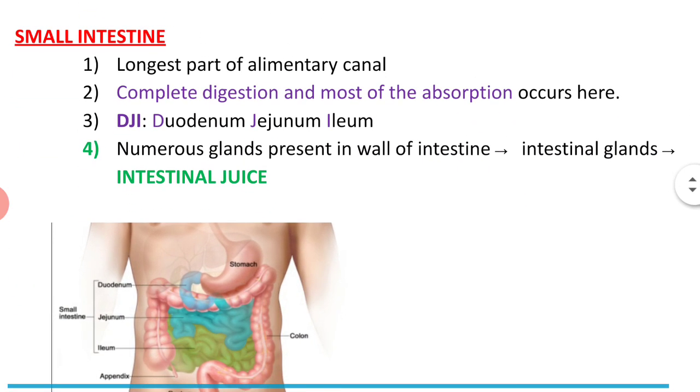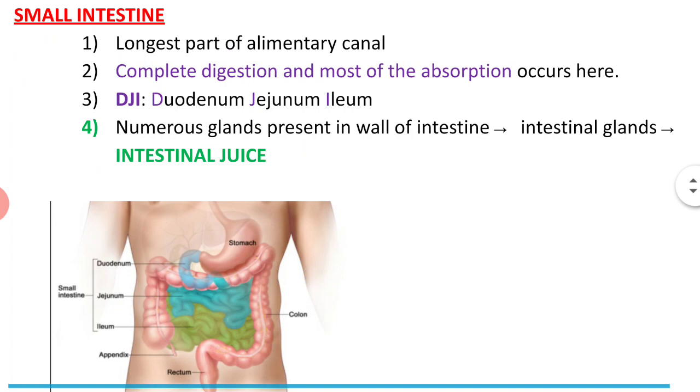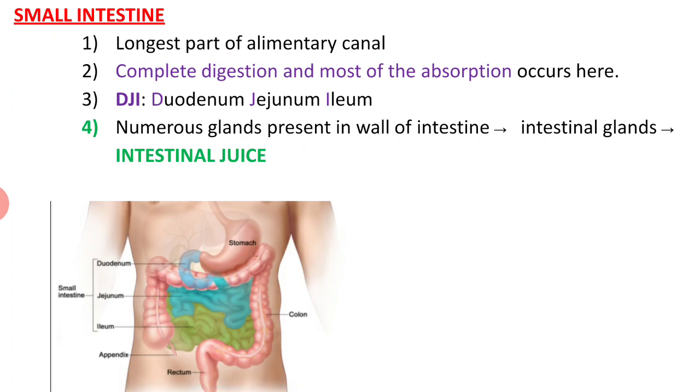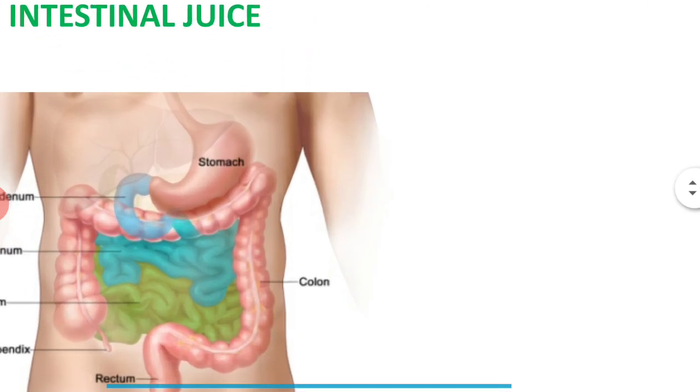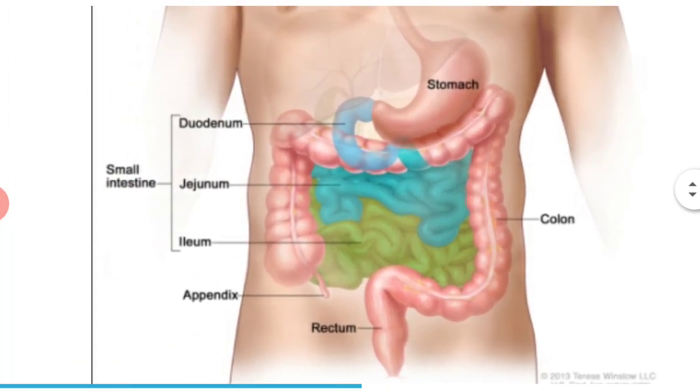Now let's talk about the small intestine. The stomach is followed by the small intestine, and the small intestine is the longest part of the alimentary canal. Approximately it is 6 to 6.5 meters in length, and it is a highly coiled structure. Complete digestion and most of the absorption takes place in the small intestine.